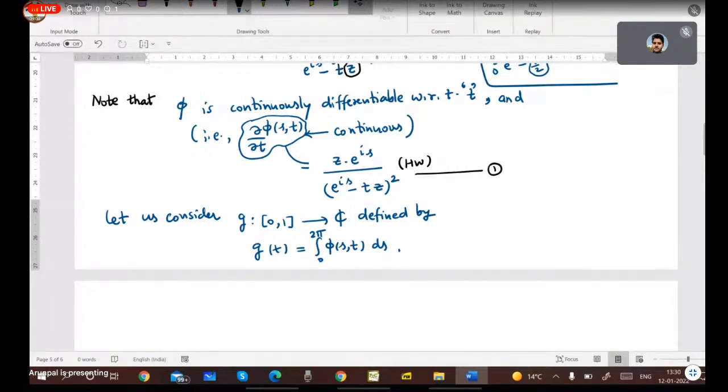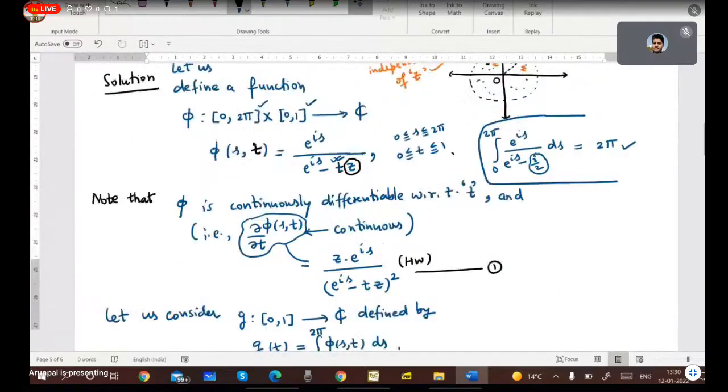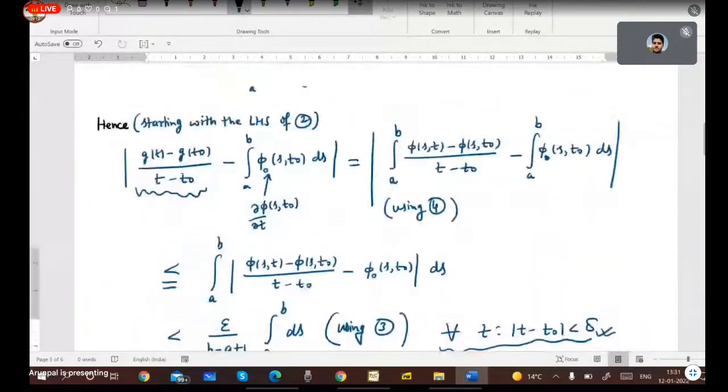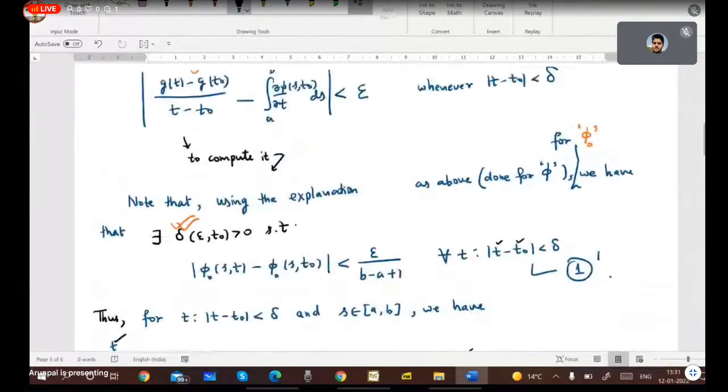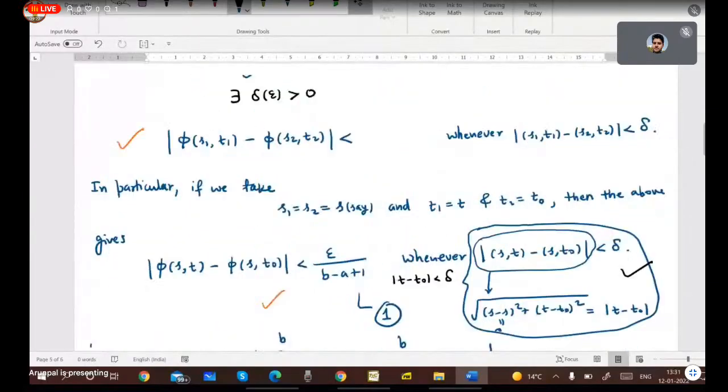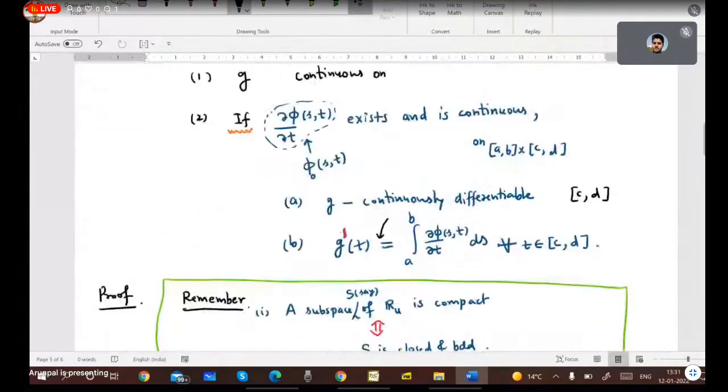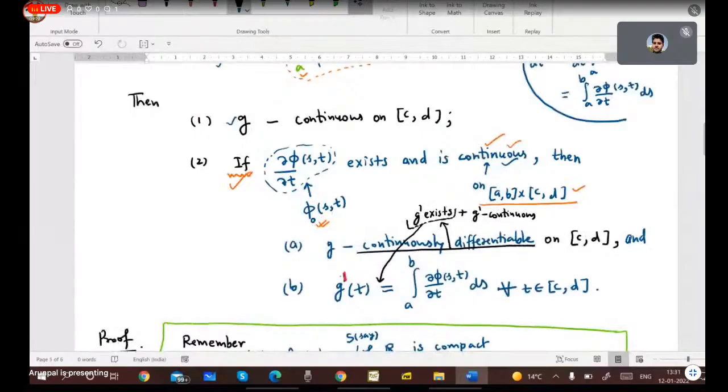So class, if you recall the Leibniz rule, which we did yesterday, it says that if g is defined with the help of this kind of integral, and suppose now we are given this condition too, that this exists and is also continuous, then according to part B of the Leibniz rule, g dash must be equal to this. Is this okay, class?